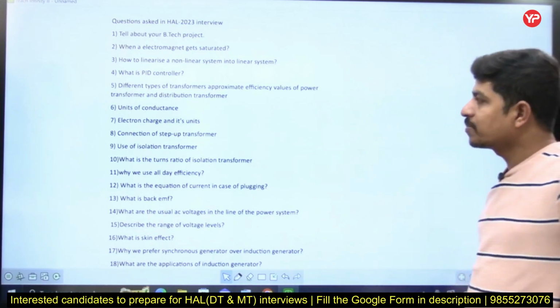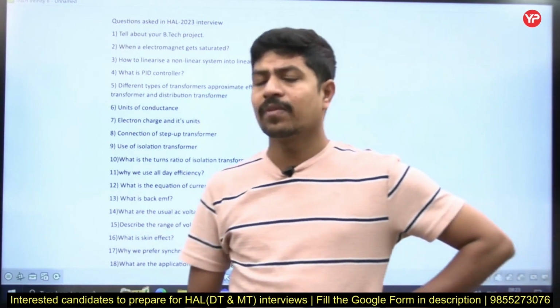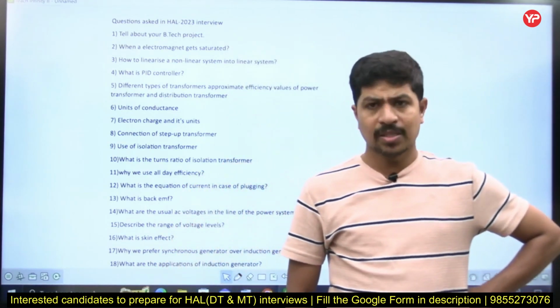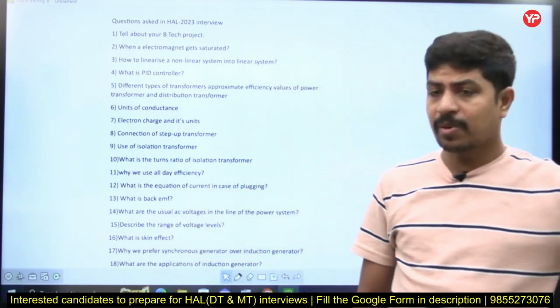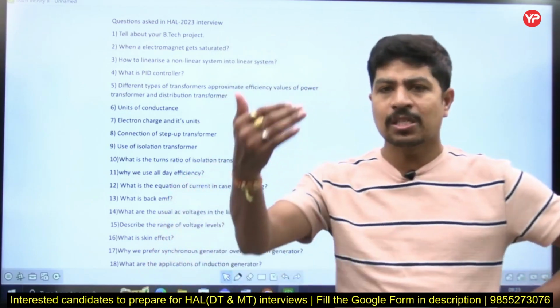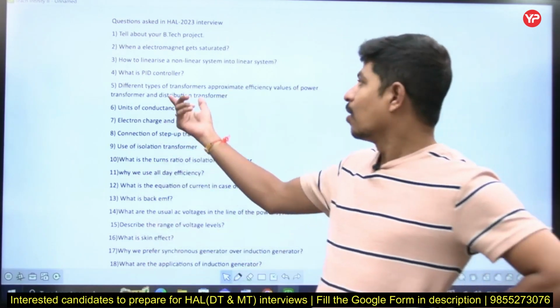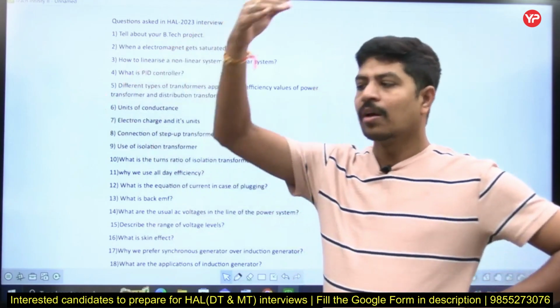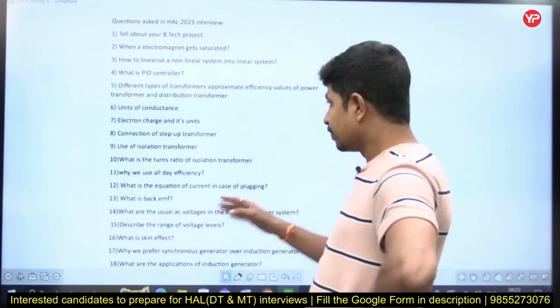Next one is, what is a PID controller? We have different types of controllers: proportional plus integral, proportional plus derivative, proportional plus integral plus derivative. PID controller is proportional plus integral plus derivative controller. What is the purpose of that? Many questions are possible from that. If you answer what is a PID controller in the correct way, then many possible questions are there after that.